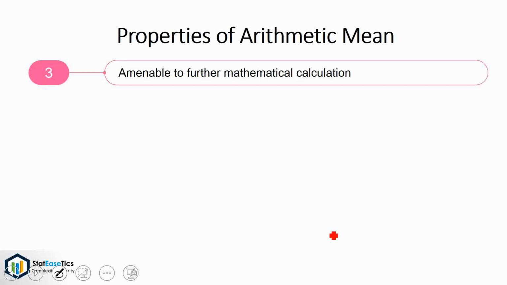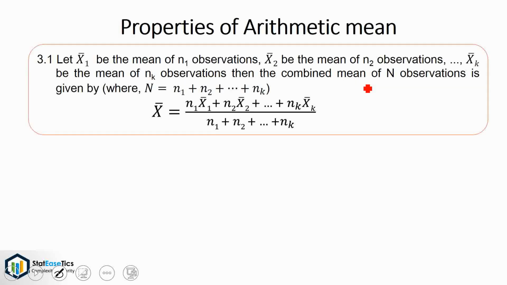The third property is that arithmetic mean is amenable to further mathematical calculation. The first sub-property of it is: let x1 bar be the mean of n1 observations, x2 bar be the mean of n2 observations, xk bar be the mean of nk observations, then the combined mean of capital N observations is given by x bar equal to n1 x1 bar plus n2 x2 bar plus up till plus nk xk bar, whole divided by n1 plus n2 plus up till plus nk. Let's see it with the help of example.